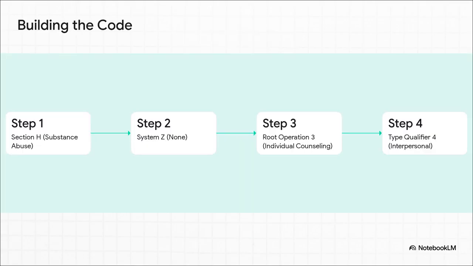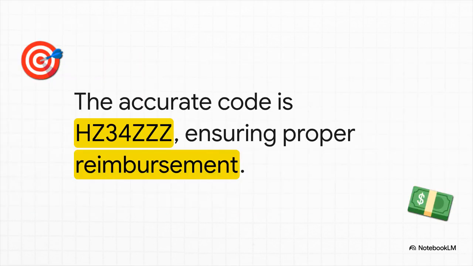We just build it out systematically, one step at a time. Step 1, Section H for substance abuse treatment. Step 2, System Z, because we don't have a specific body system. Step 3, root type is 3, designating individual counseling, and Step 4, the type qualifier is 4, which specifies the counseling was interpersonal-based. Finally, we just tack on our 3 placeholder Zs at the end, giving us our flawless compliant code, HZ34ZZZ. By capturing this with such precision, you guarantee the case drops into the correct rehabilitation-specific MS-DRG, ensuring the hospital gets properly reimbursed for that multidisciplinary addiction therapy.